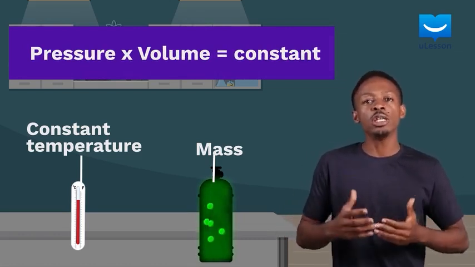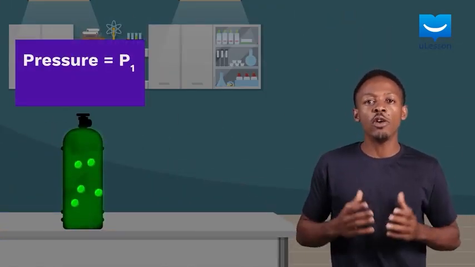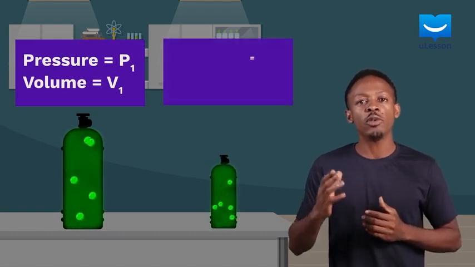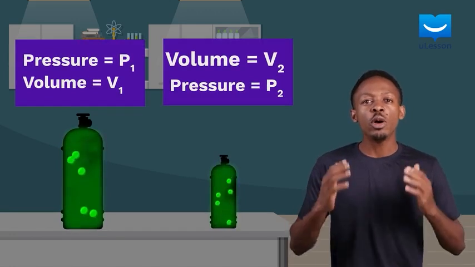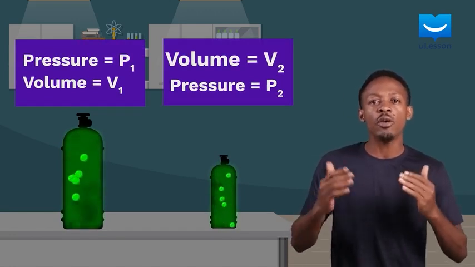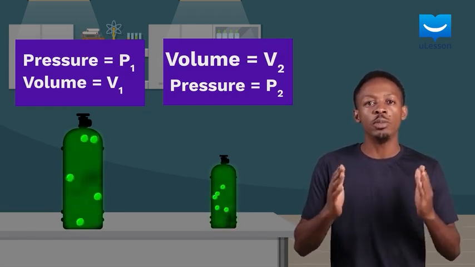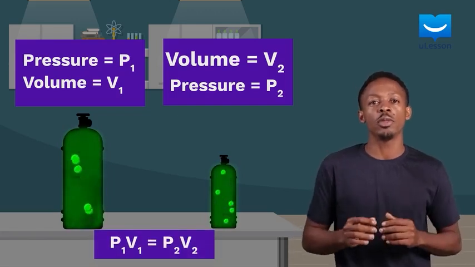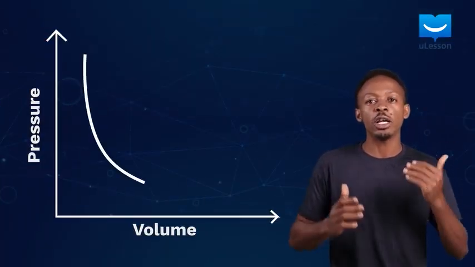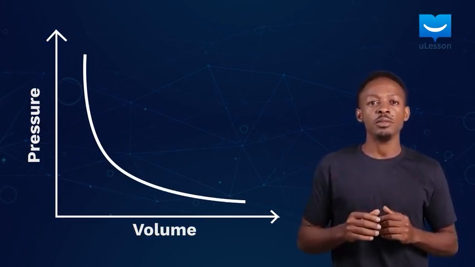For instance, using our earlier illustration, if the pressure of the gas was initially P1 and the volume was V1, then if we reduce the volume of the gas to V2, the pressure will increase to P2. What this law means is that if we multiply P1 and V1, the value we will get must be equal to the value we get when we multiply P2 and V2. In other words, P1 V1 is equal to P2 V2. If we try to plot a graph of pressure against volume, what we will get is a curve that is, as you can see.